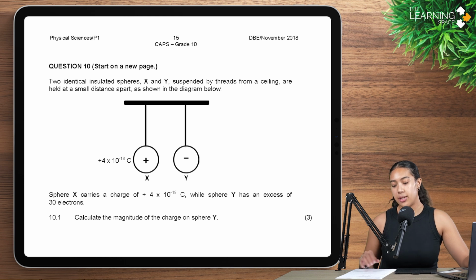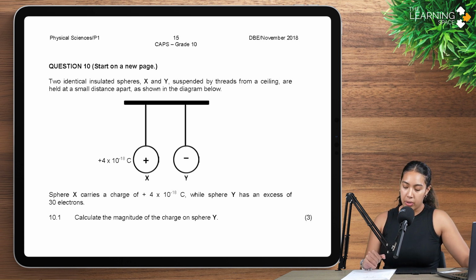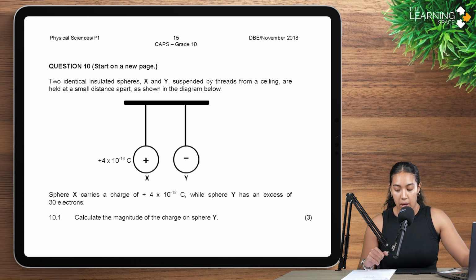Here we have two identical insulated spheres, X and Y, suspended by threads from a ceiling and held at a small distance apart as shown in the diagram below. Sphere X, which is the positive sphere, has a charge of 4 times 10 to the negative 18, while sphere Y has an excess of 30 electrons. The first question asks us to calculate the magnitude of the charge of sphere Y.